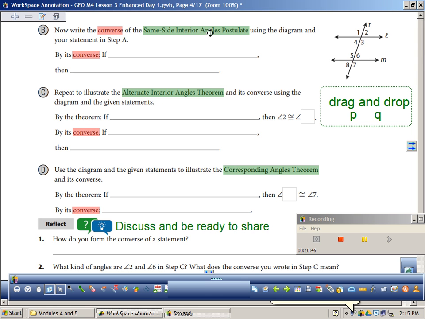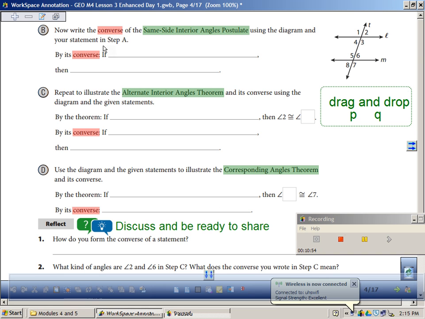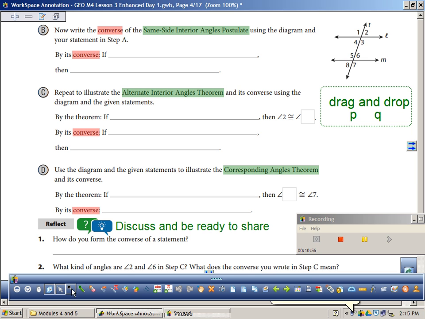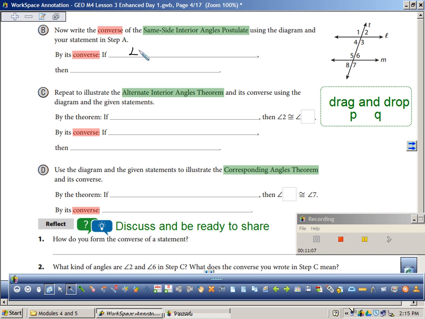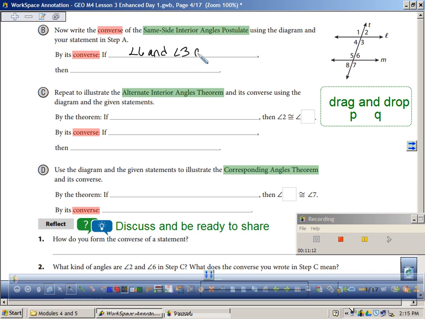All right, so let's look at the converse. Now write the converse of the same side interior angles postulate using the diagram. Okay, so by its converse, if, what were we talking about? If angle 6 and angle 3 are supplementary, then what? Then L is parallel to M. Perfect.